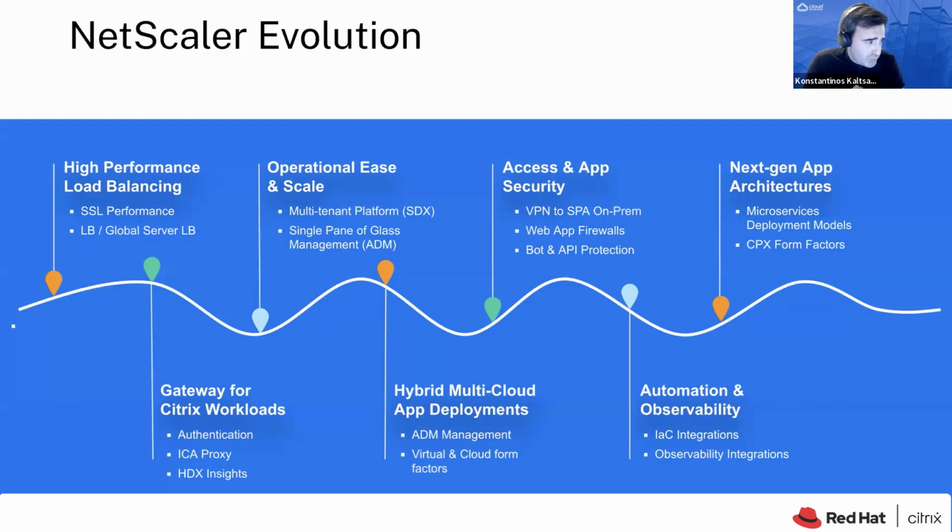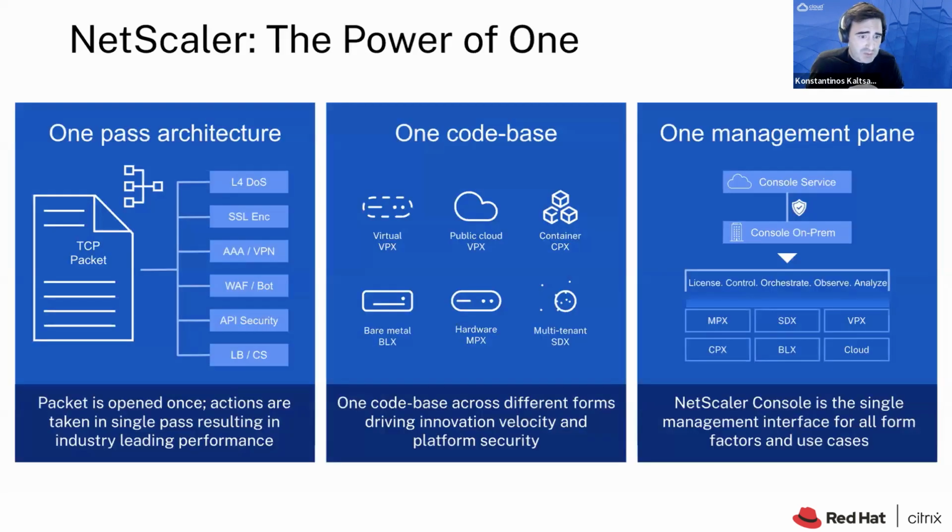And of course, what we are going to focus on today is everything related to automation. We are going to focus on the infrastructure as code integration that we are providing with Ansible. In addition to that, we also have observability integrations, and as I mentioned, microservices deployment models through an ingress controller and, of course, the CPX, which is the containerized form factor. But to be able to do all of this, we are following a really simple principle.